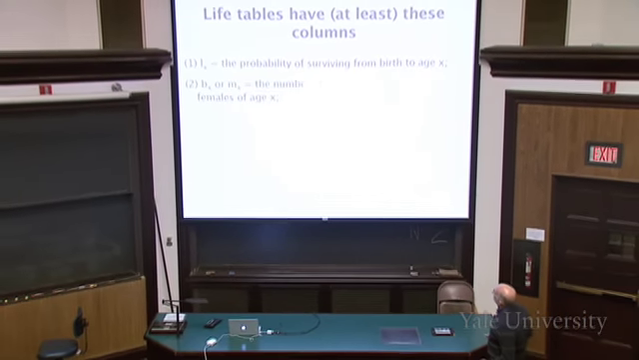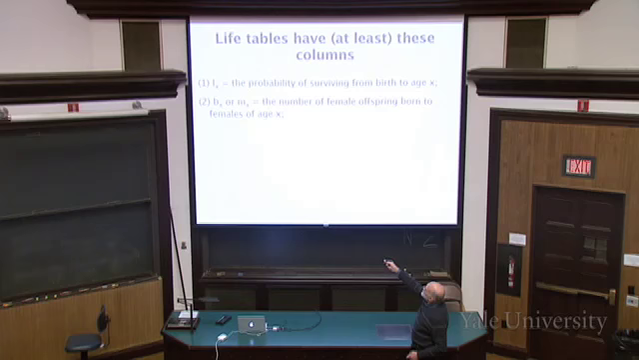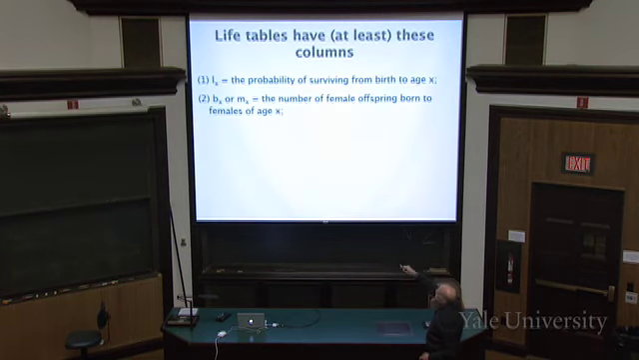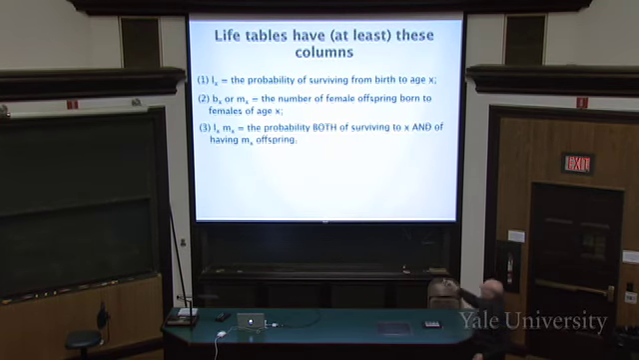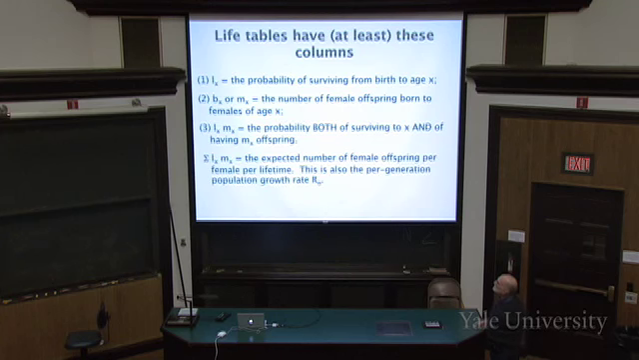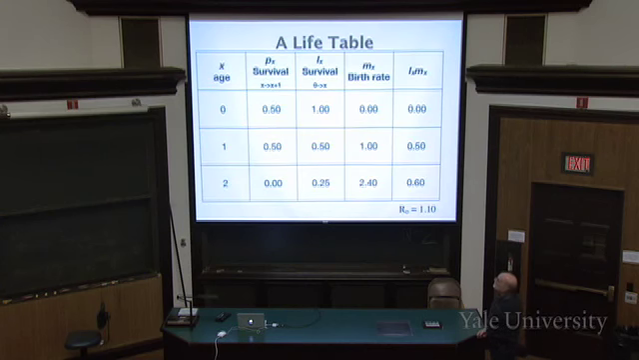So Lx, we're going to make a simple one. Lx is the probability of surviving from birth to age x. Bx or mx is the number of female offspring born to females of age x. And Lx mx is the probability both of surviving to x and of having mx offspring. So the sum of Lx mx over all ages x is the expected number of female offspring per female per lifetime. That's R naught. So you can just put an equal sign in here, that's R naught, okay? So that's a measure of population growth, an important one.